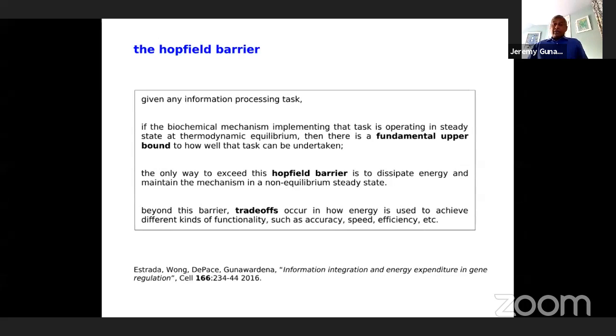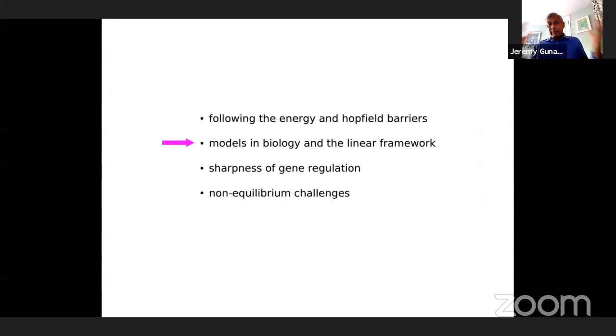So this is the idea of a Hopfield barrier. And what we want to begin to think about is the nature of these Hopfield barriers in various kinds of information processing tasks. So following the energy for us is a strategy for thinking or rethinking molecular biology from this perspective of how energy is being used. Okay, so that was background for following the energy.